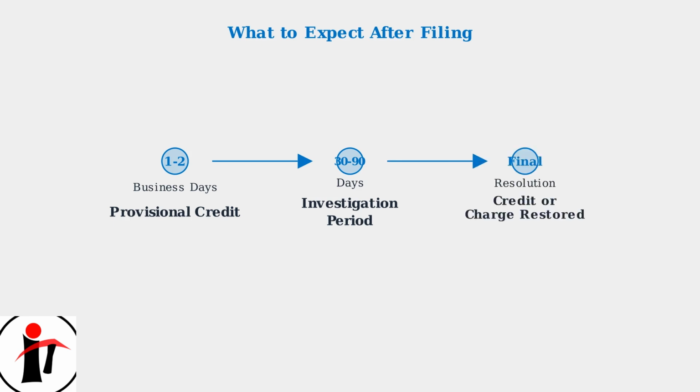Finally, you'll receive the resolution. Chase will either make the provisional credit permanent if they find in your favor, or restore the original charge if the dispute is not upheld.